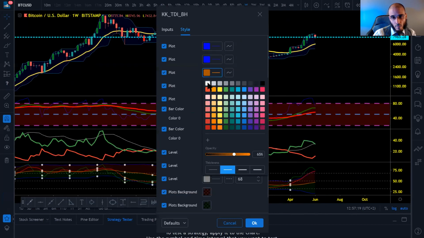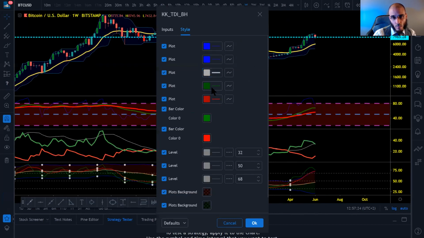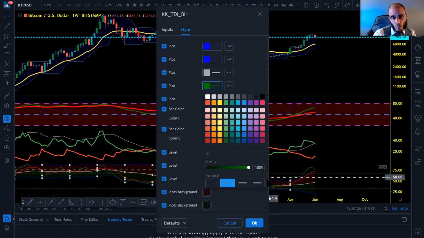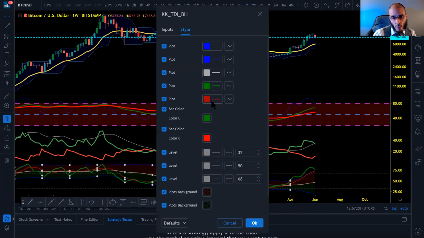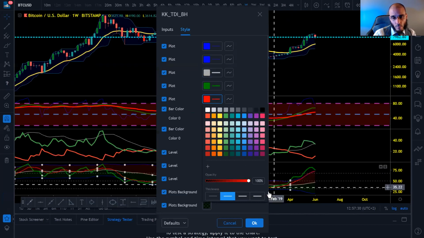This one, let's put it a white one. This one should be green, I think, yes. And this one should be red. Yes.